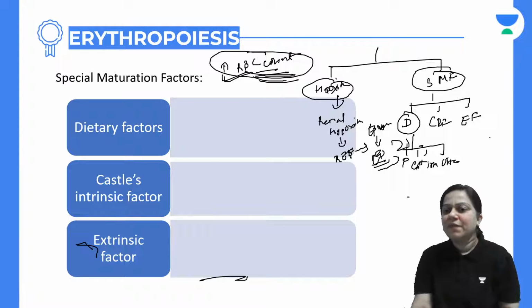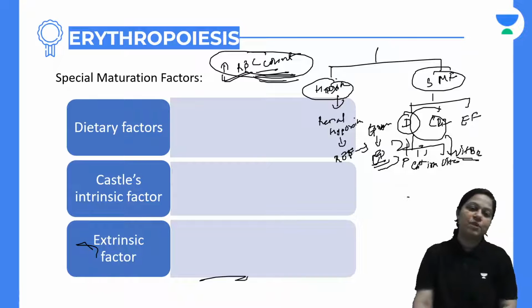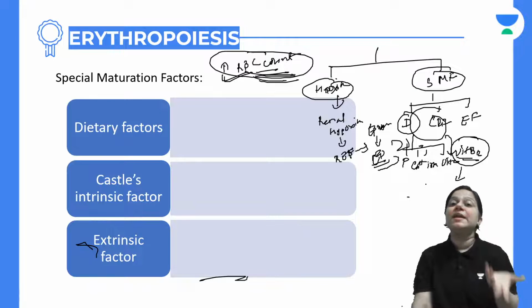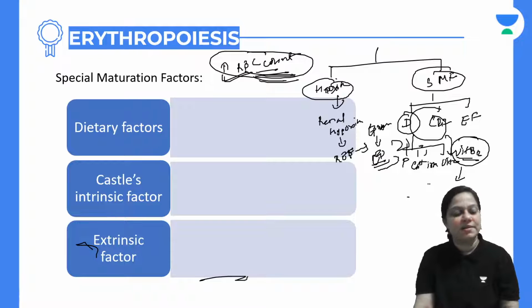Okay. Then apart from that, Castle's intrinsic factor is needed for vitamin B12 absorption. As I told you, it will form the intrinsic factor, vitamin B12 complex. Without this, vitamin B12 absorption will not occur. Whatever you consume will get excreted out of the body without getting absorbed. So intrinsic factor is a must.